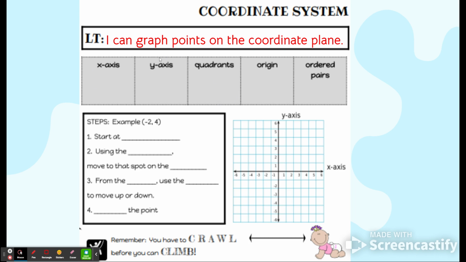Your goal today, what you're trying to learn today, is how to graph points on the coordinate plane. So please write down next to your learning target, I can graph points on the coordinate plane. You should be able to say that at the end of today's lesson.